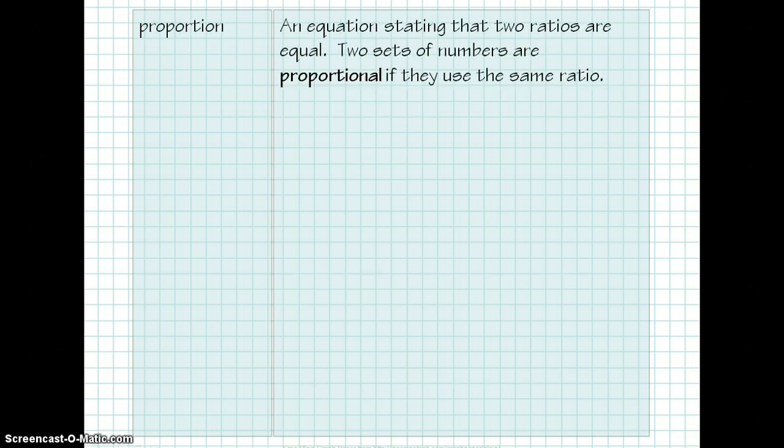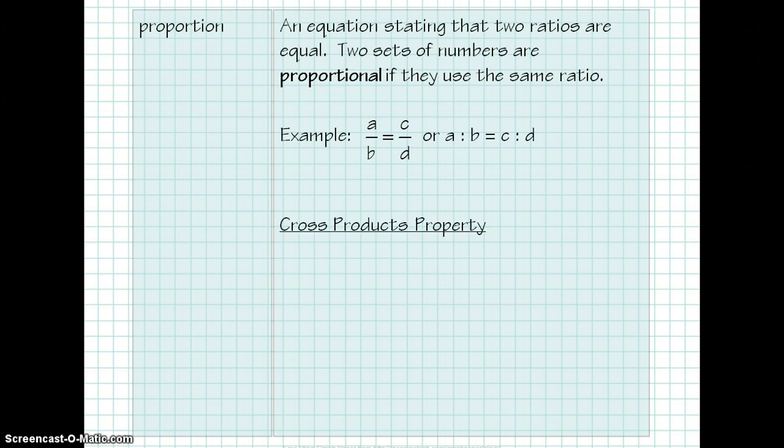Okay. A proportion is an equation stating that two ratios are equal. So it's basically an equation with a ratio on each side. Two sets of numbers are proportional if they use the same ratio. Now if I have the proportion a to b is equal to c to d, then I can write it, again, either as a fraction or using the colons. Generally, when I'm talking about equations, I like to keep them as fractions just because that's what we're more used to dealing with. With the colons in there, it looks a little funny.